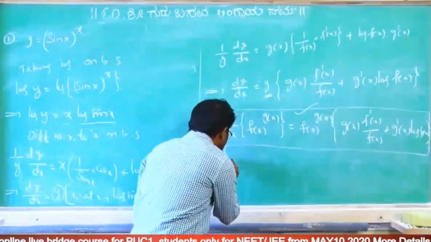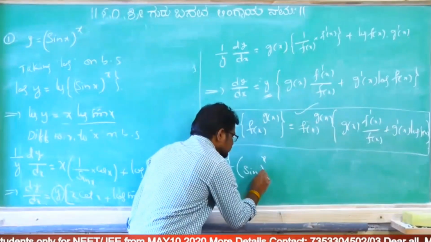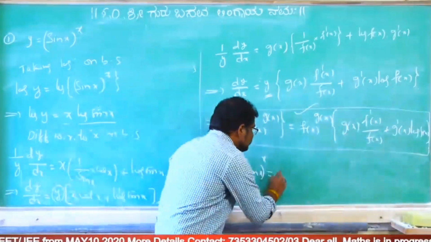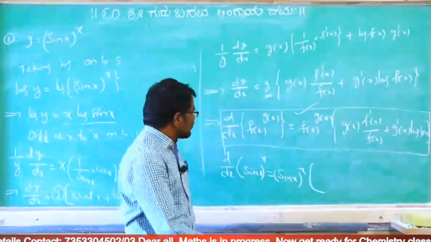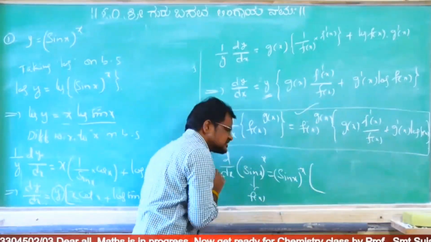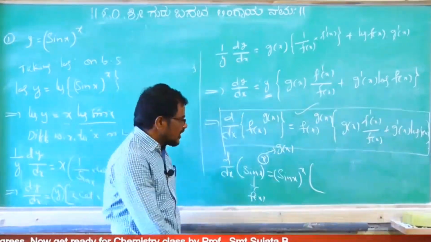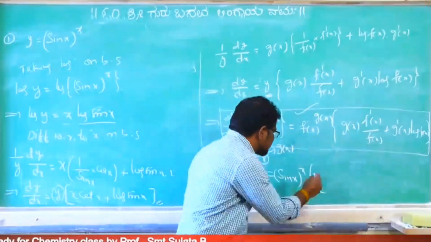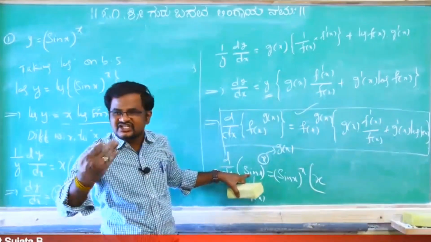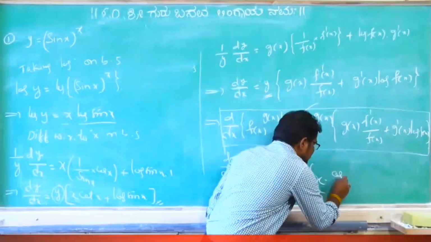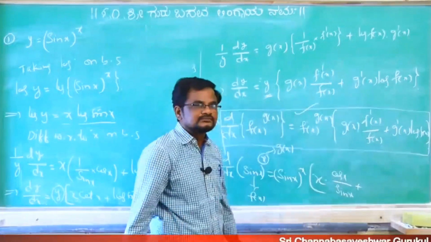Now what is our function? Here suppose in entrance they have given sin x power x, equal to f of x whole power g of x, means sin x power x into g of x. What is the f of x? This is f of x, the base, and the power is g of x. Now apply as it is: g of x is x. And f of x is sin x. Differentiation of sin x is cos x, cos x divided by f of x, f of x is again sin x, plus g dash of x.